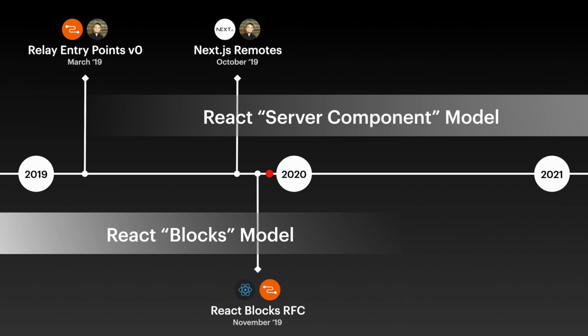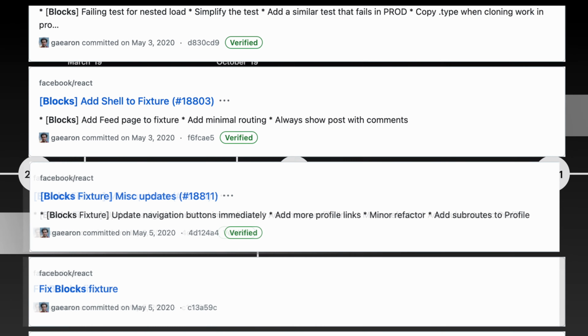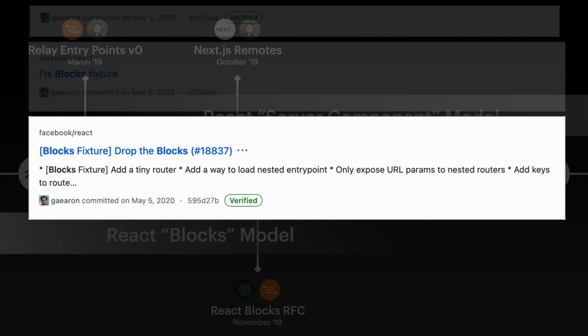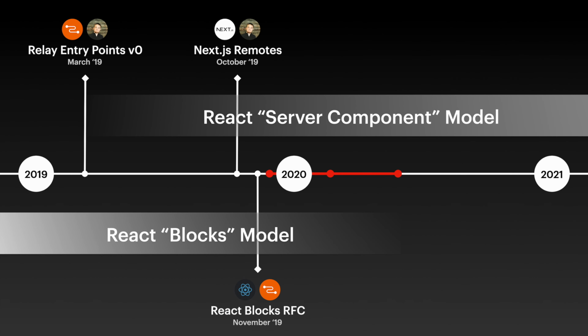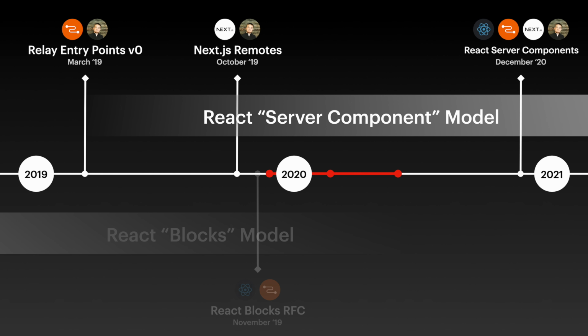They went on to implement blocks in December under the name of chunks, though by February 2020, they were renamed to blocks. Iteration continued for the next several months, until May 5th, 2020, when the React team abruptly changed course. Over the next 7 months, they killed off blocks while refining server components. And in December, React server components were officially revealed to the world.